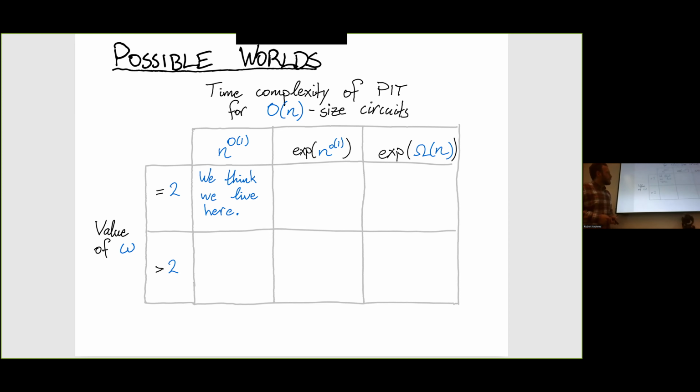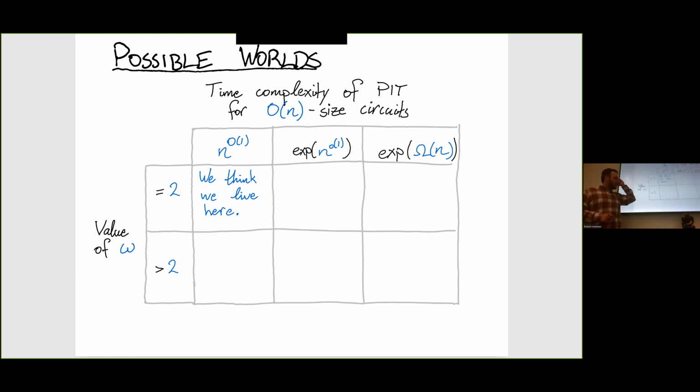Now, of course, we popularly conjecture that we live in this top left box, right? We think probably omega is 2, and we really think that PIT can be solved in polynomial time. But a priori, we could live anywhere in these 6 boxes. And I should mention, of course, there are finer gradations of running time that you could expect for PIT, and there are finer gradations of the value of omega.